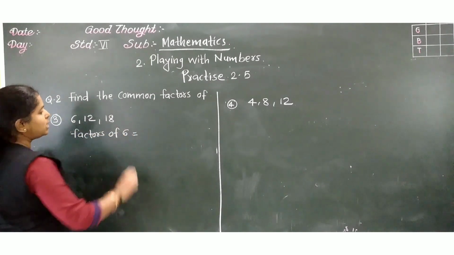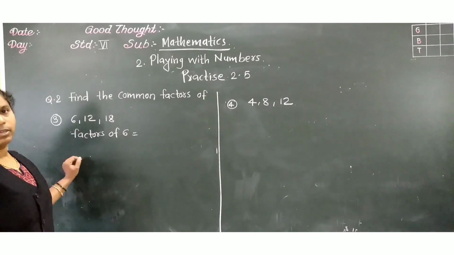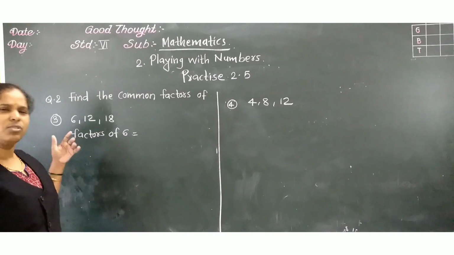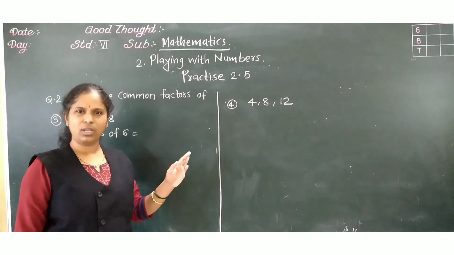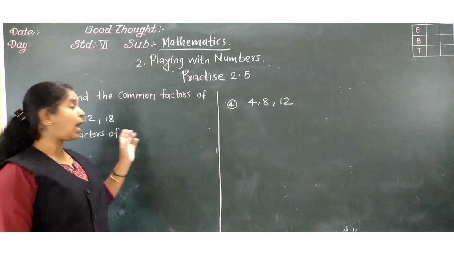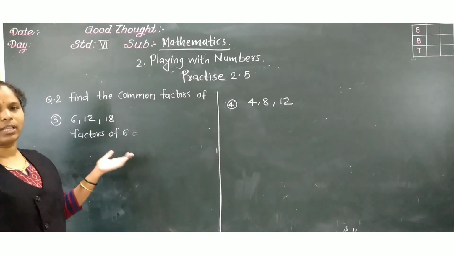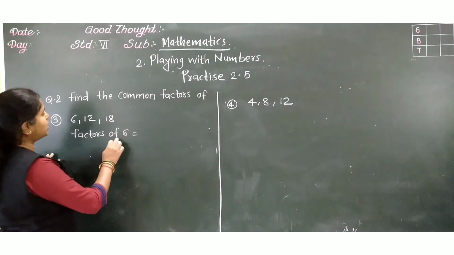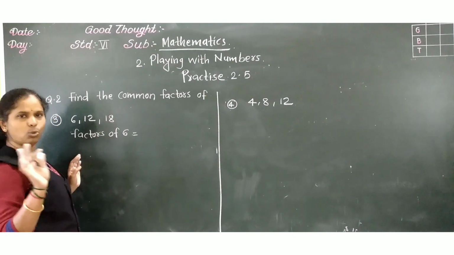6 means 6 is divisible by. Now is it necessary to write 1 1 1 all the time? Because 1 is common factor everywhere. Got it? In all these numbers. So no need to write. Other than 1 we will see. If nothing is there common, then we can write 1. So factors of 6, or you can write also, no problem.